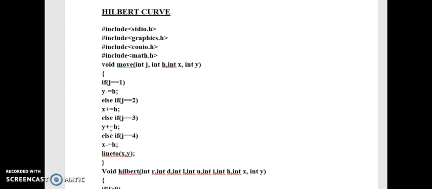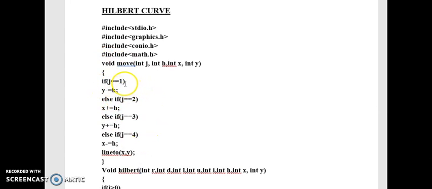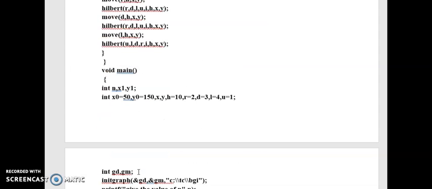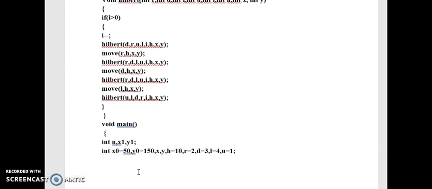In void move, if j equals 1, then y minus equals h. Else if j equals 2, then x plus equals h. Else if j equals 3, then y plus equals h. Else if j equals 4, then x minus equals h. Then, with this move function, we again call the Hilbert function, then the move function, then the Hilbert function, again the move function, and at last again the Hilbert function. Why are we executing the Hilbert function like this?